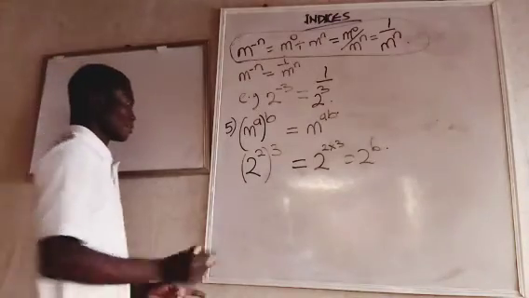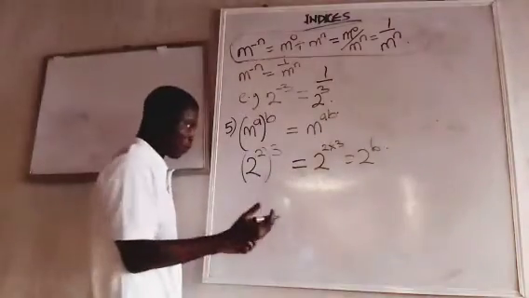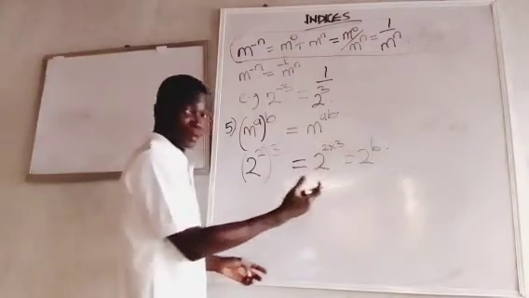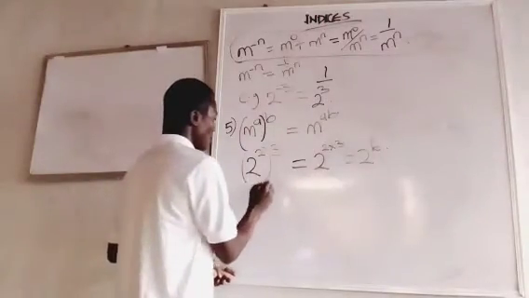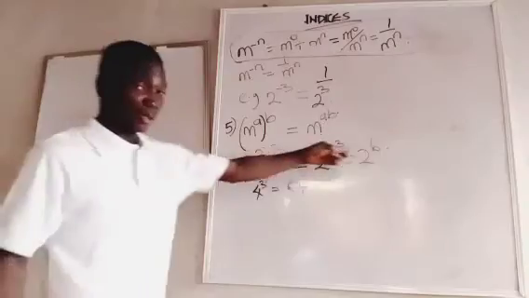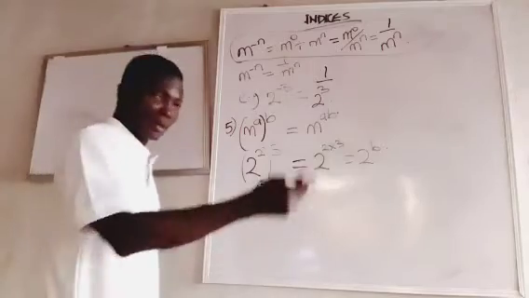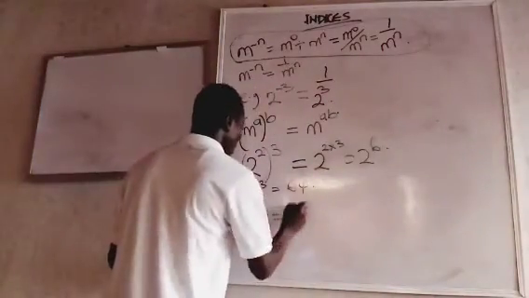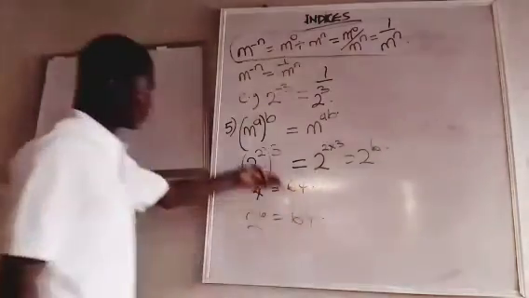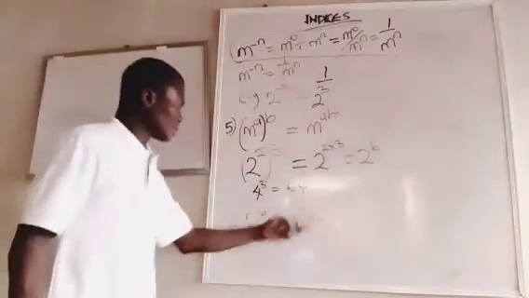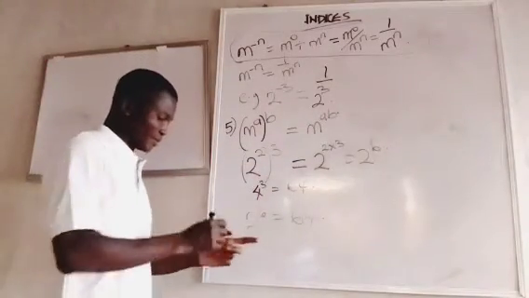Let's look at it now. 2 raised to power 2 is what? 4. So 4 raised to power 3 is 64. So 4 raised to power 3 is equal to 64. Now, what is 2 raised to power 6? That is 2 times 2 times 2 times 2 times 2 times 2. So 2 raised to power 6 is also 64. And that's what this expression is. You can see. So once you have it like this, this is what it means.